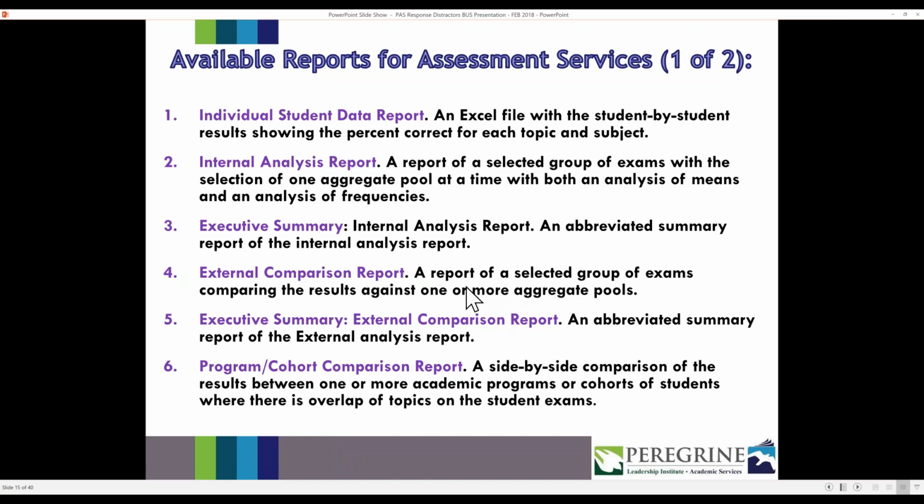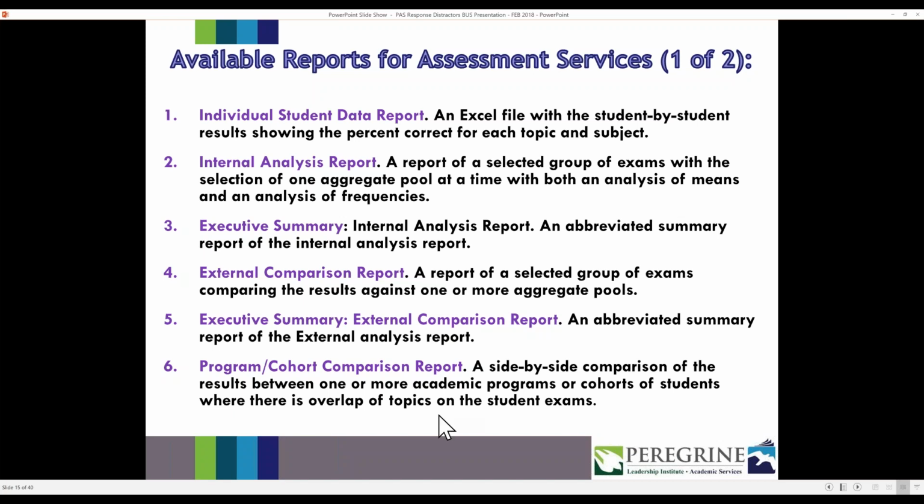If you want to take a look at your external comparison and benchmarking, you are going to use the external comparison report. So we are comparing your outbound exam results, if that's what you have, against one or more, in this case, up to 5 aggregate pools. And if you've used inbound and outbound, then we are comparing the percent change to those of the aggregate pools. There's also an executive summary version of it with the highlights of the external comparison report.